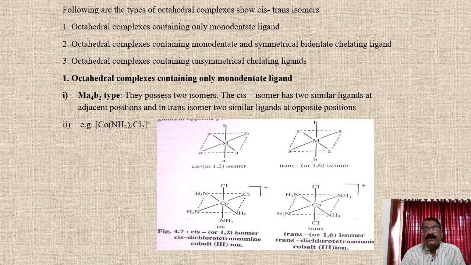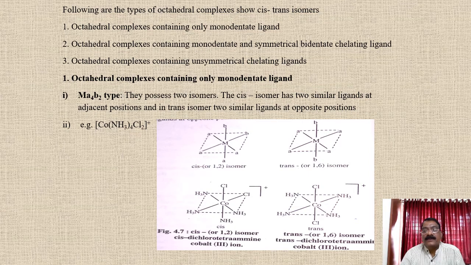In the example, see first the MA4B2 type. They possess two isomers. The cis isomer has two similar ligands at adjacent positions, and in the trans isomer the two similar ligands are opposite to each other. For example, [Co(NH3)4Cl2]+. See here the cis isomer and trans isomer.